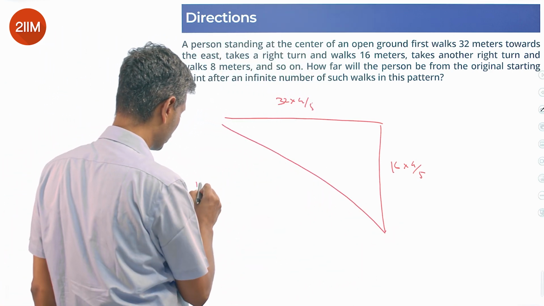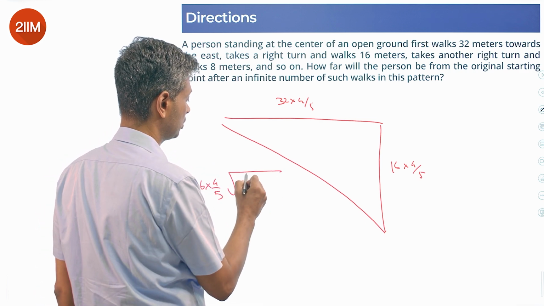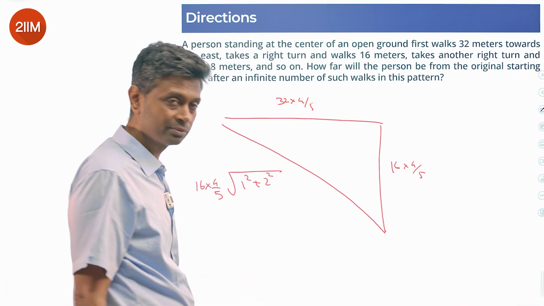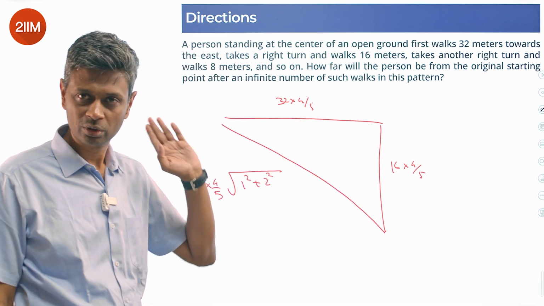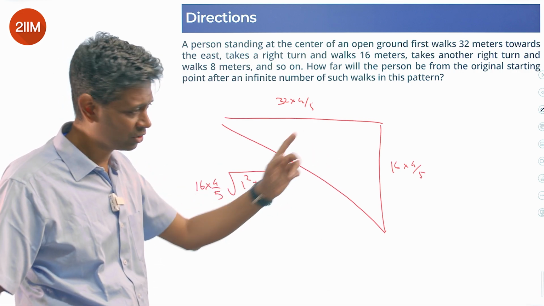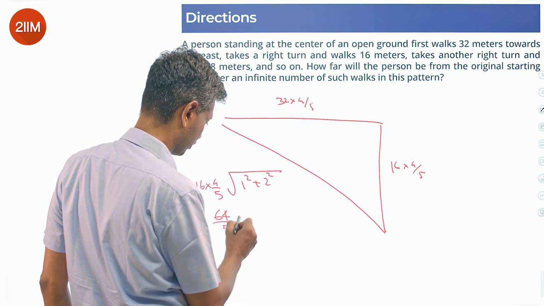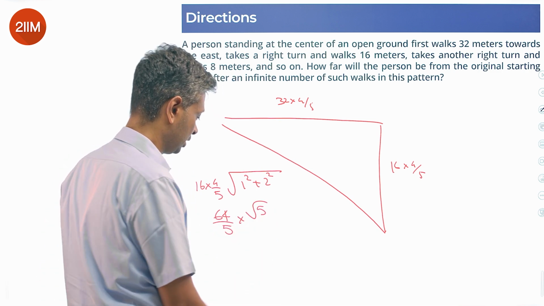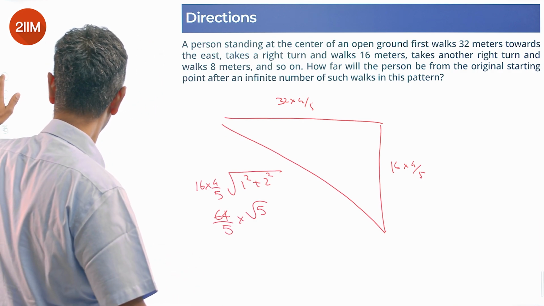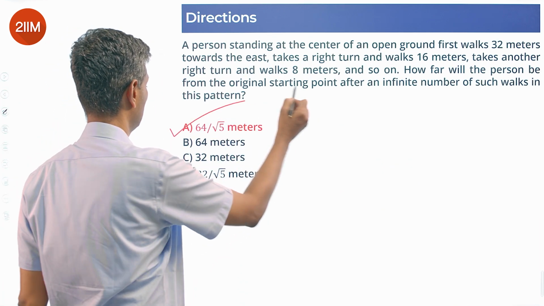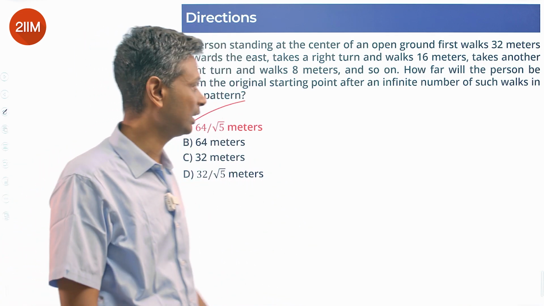I can take out the 16 into 4/5 outside. The square root of 1 square plus 2 square. 16 into 4/5, 32 into 4/5, 1:2, square root of 1 square plus 2 square into 16 into 4/5. 16 into 4 is 64/5 times root 5. 64 root 5/5. Hopefully that is there in our choices. It is 64 by root 5. 64 root 5/5 is 64 by root 5. That's how.